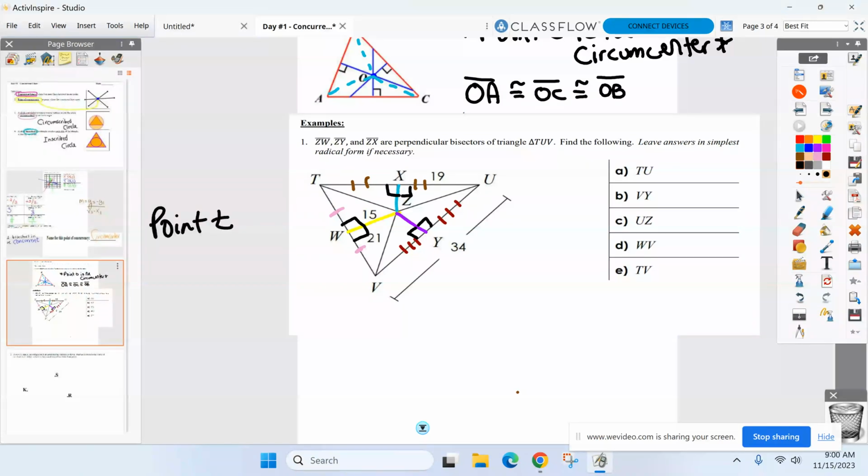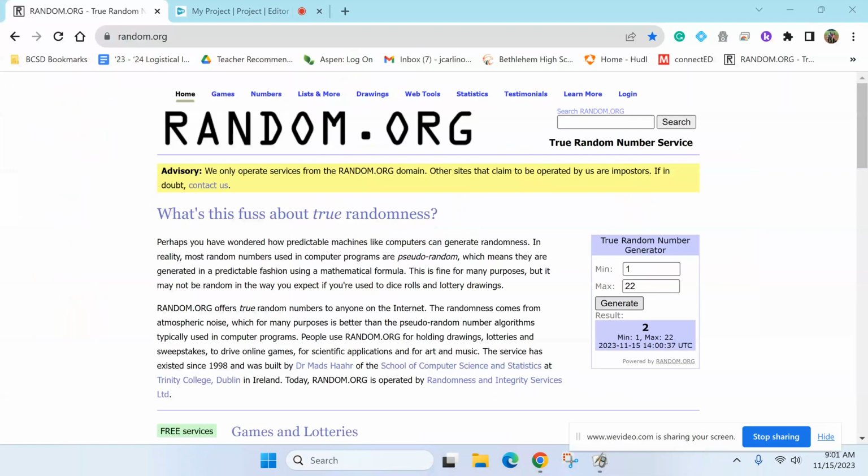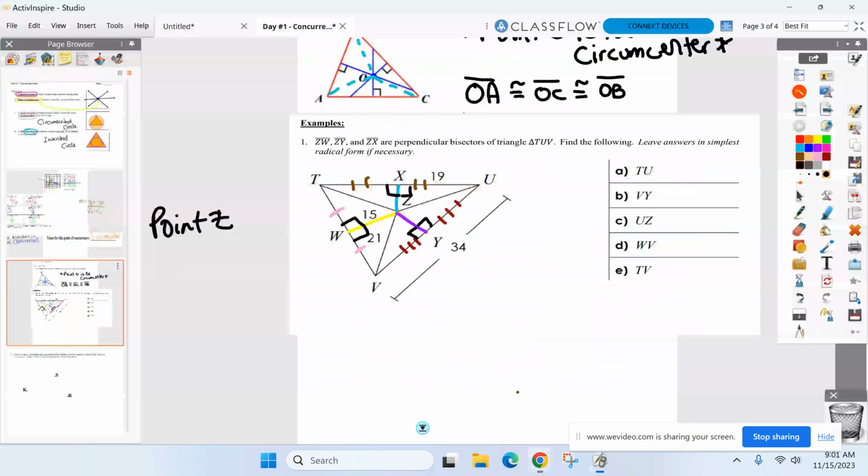Tell me something about point Z. These are three perpendicular bisectors that just met at Z. What do we know about point Z? Where is it? Okay, we got a special name for it though, right? I agree with you, but we have an even better name because these are perpendicular bisectors. This is the circumcenter. Point Z is the circumcenter. Everyone all right on how we got there?